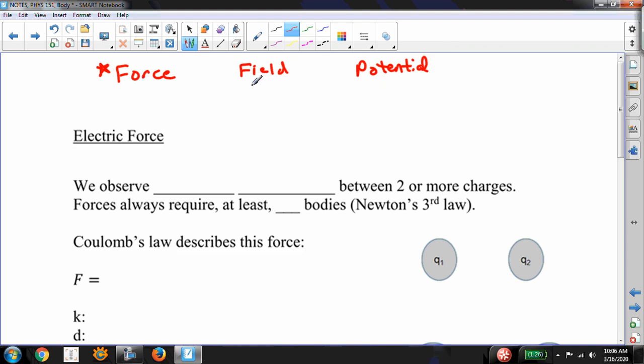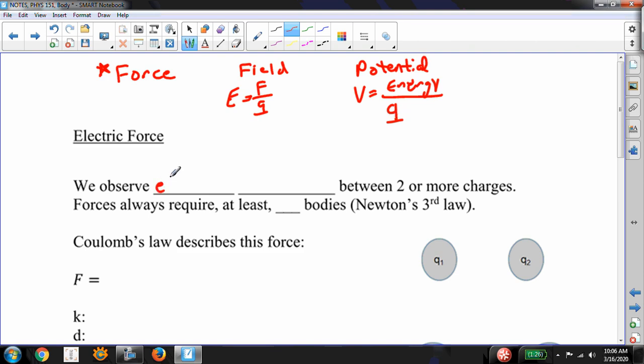A field is a force per unit charge. And for field, we're going to use the letter E for electric field. It is a force per unit charge. Remember that, force per unit charge. And then potential, which we're going to use the letter V for. Voltage is another word that we use for it, but potential is an energy per charge. I'll write out energy so we keep it separated from force. Energy per charge. Okay, force, field, and potential. Well, let's begin with force.